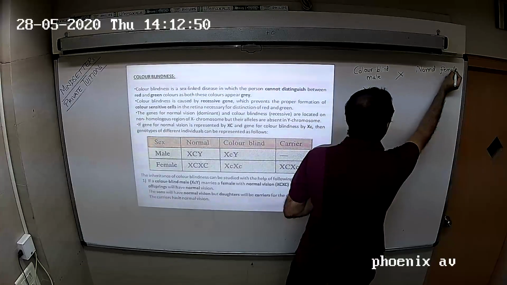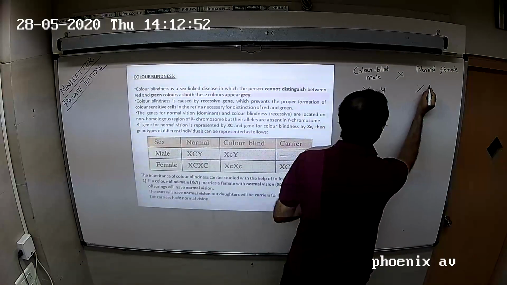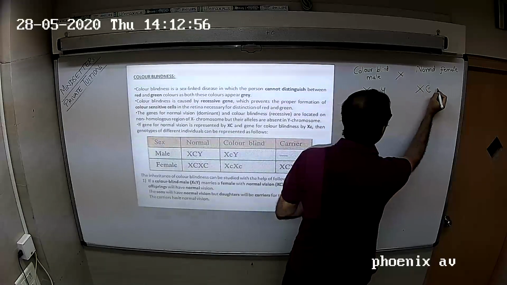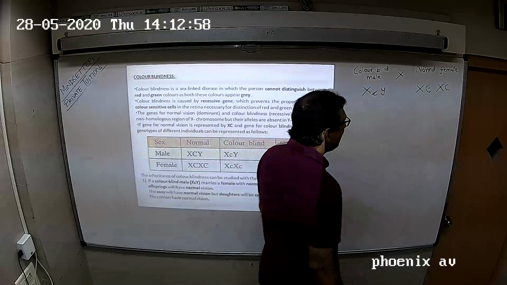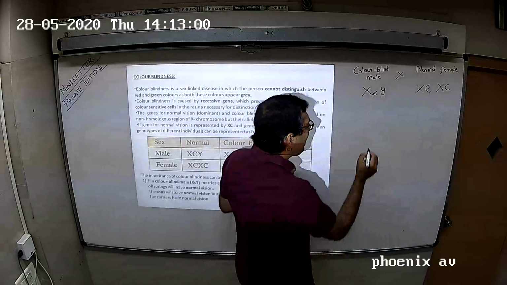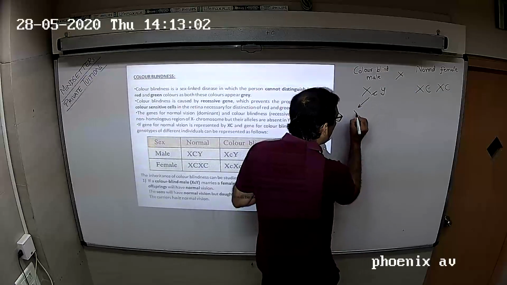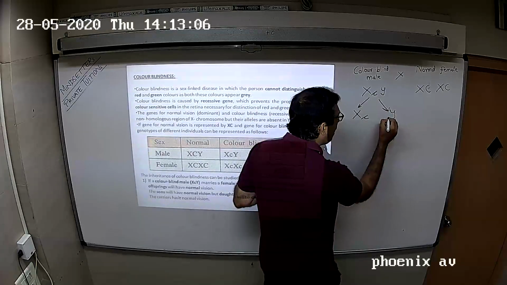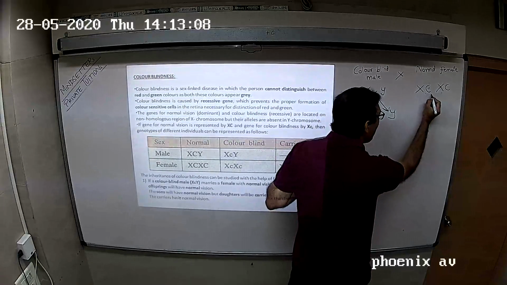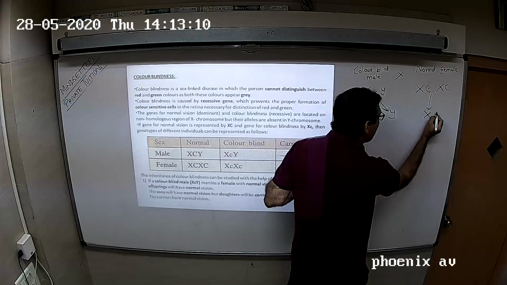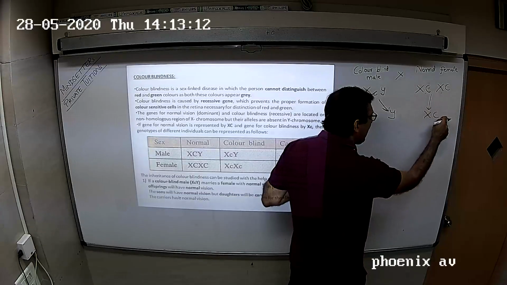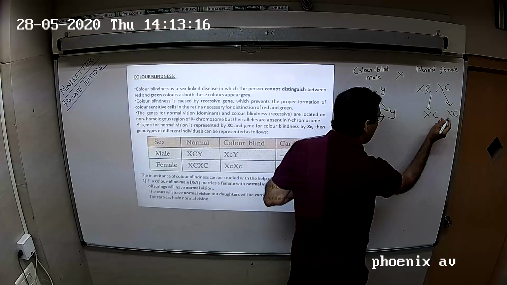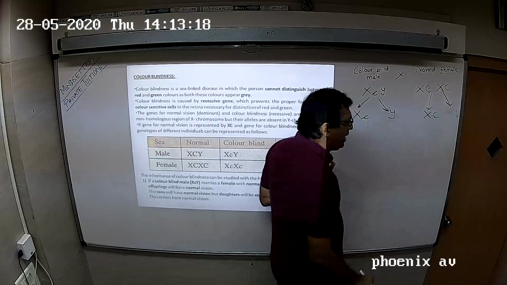So she will become X capital C, X capital C. And इसमें से बनेंगे gametes. So which gametes will be formed? The X small c and Y. और इनमें से एक ही gamete बनेगा X capital C, so it is either X capital C or X capital C. In other words, only one type of gamete is formed.